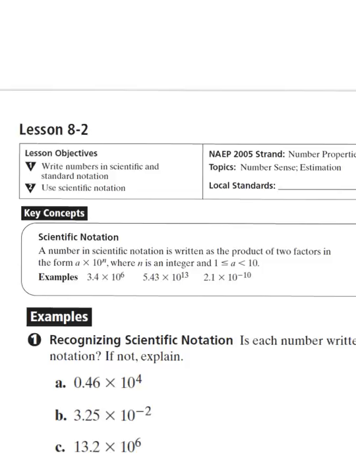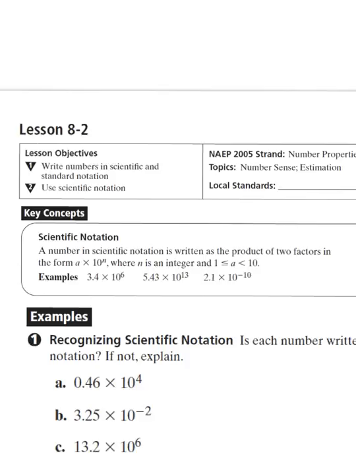Here we're looking at 8-2, which is scientific notation and writing numbers in standard notation. Scientific notation, for the most part, is a way to write a really big number or a really small number using its powers of 10 to help show that, and kind of we get lazy. We don't want to write all of those zeros. So it's a condensed way of writing numbers.